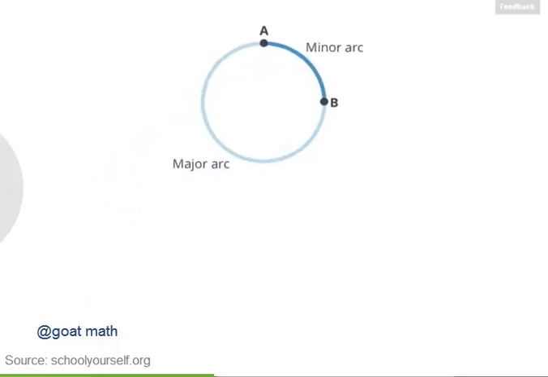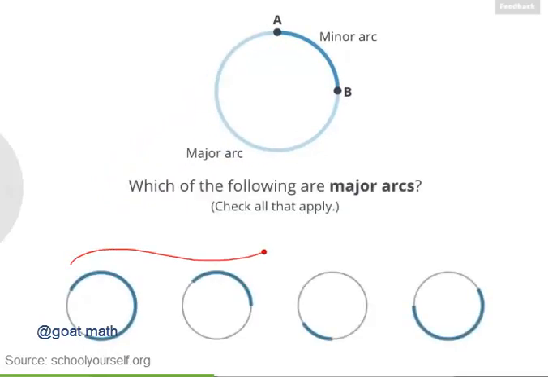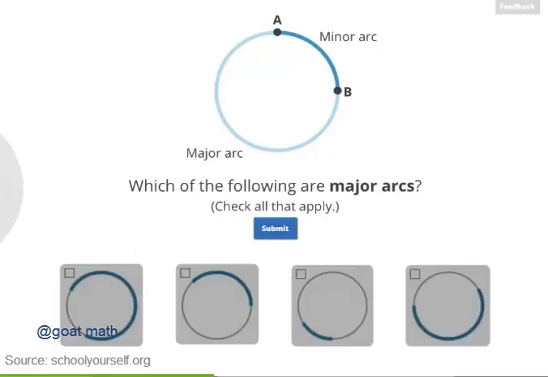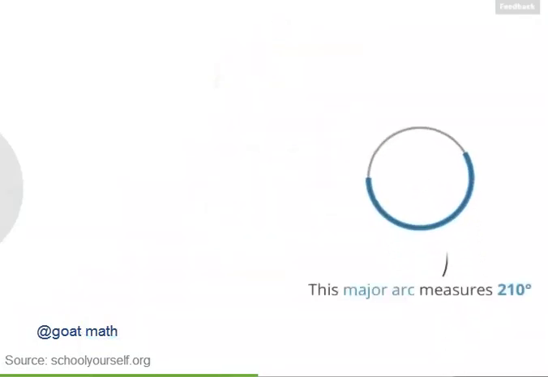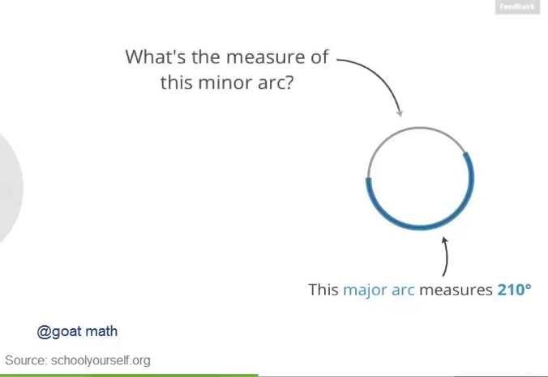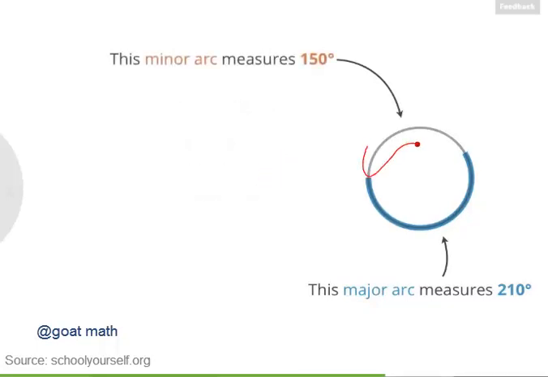Next, let's look at a few more arcs. Of the arcs labeled in blue down here, which are major arcs? Precisely, these 2 are major arcs. Let's take a closer look at this one. Suppose I tell you that this major arc measures 210 degrees. Can you figure out the measure of this minor arc over here? If you get stuck, then click over here. Nicely done. So this minor arc measures 150 degrees.